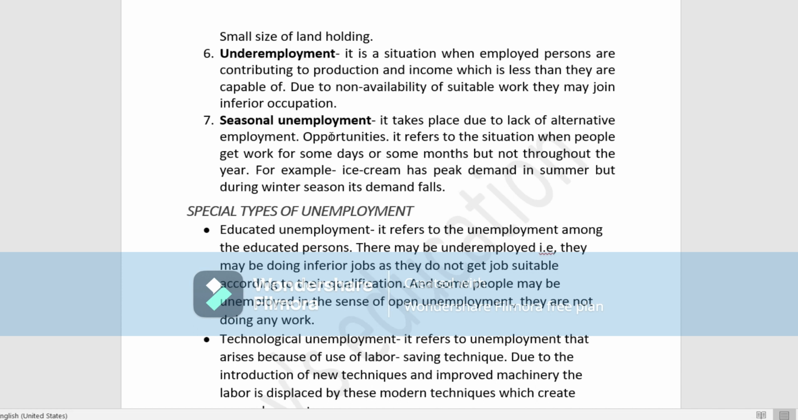That means they are not employed throughout the year, but only for some days or some months, not on a regular basis.